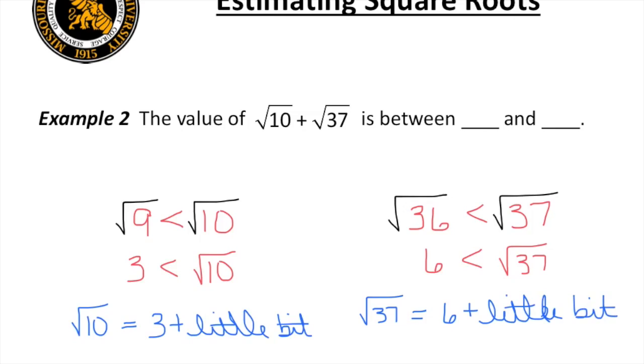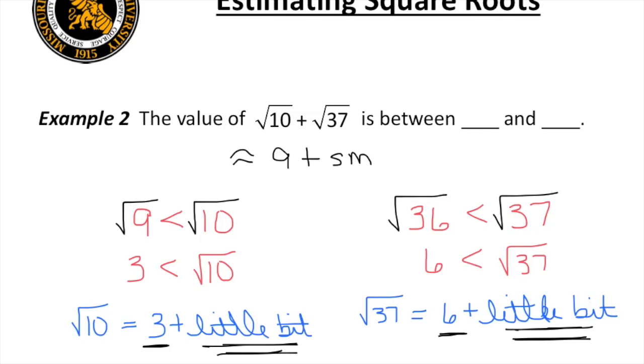So going back up to the sum, if you take 3 plus 6, you get 9, but you also have 2 little bits that you need to add together. So you're going to end up getting 9 plus a small bit, which means that our sum is between 9 and 10.